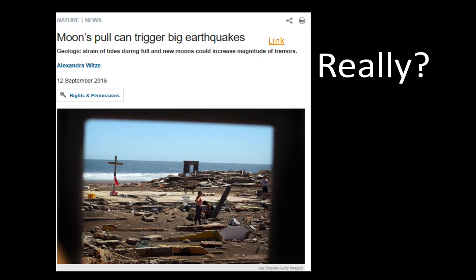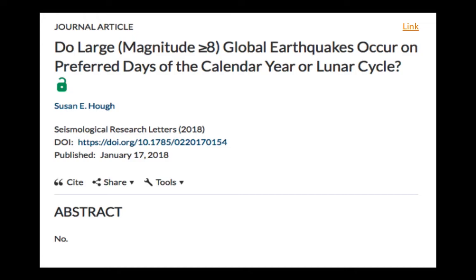But could it be that little extra pull, especially during cycles of the moon when it's really close, is enough to trigger a fault which would otherwise maybe not go? So could you see a correlation in time between when earthquakes occur and the timings of moon cycles? The answer to that is apparently no. This is a paper you can read. I actually just saw this speaker at the conference I was just at. She talked to me about this.